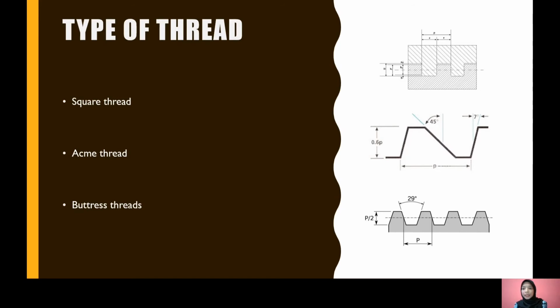It is used when a large force acts along the screw axis in one direction only. It has higher efficiency like square threads and ease of cutting like Acme thread. It is the strongest thread of all. It has limited power transmission.